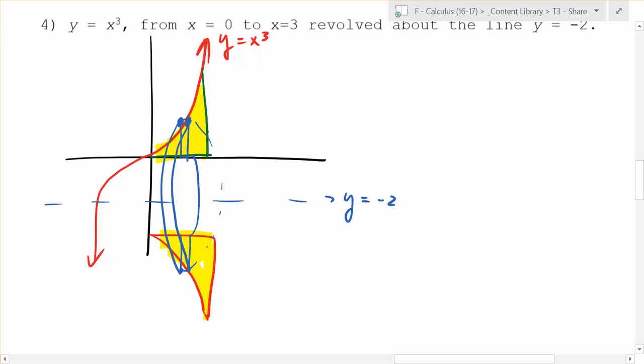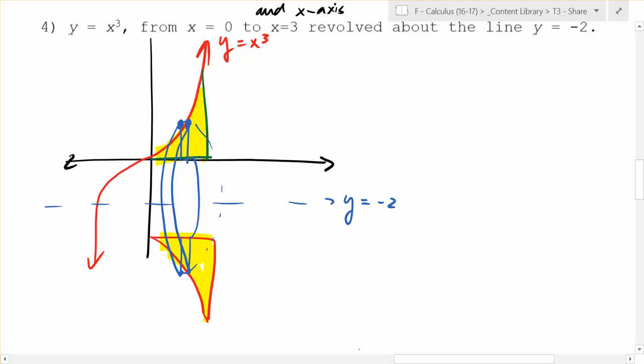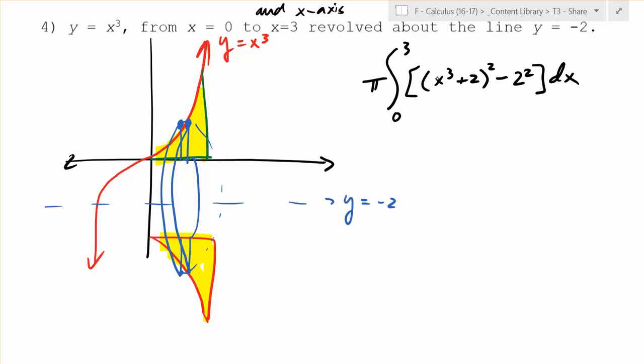So what would the, sorry, Noah, go ahead. We need to write the integral. What's the integral going to be? Pi on the outside always. What's the left-hand limit? 0 to what? To 3, exactly. And what's the big radius this time? X cubed plus 2, squared, minus 2 squared dx. Exactly. Here's the big radius, and then there's the little radius right there, and you square each of them individually.